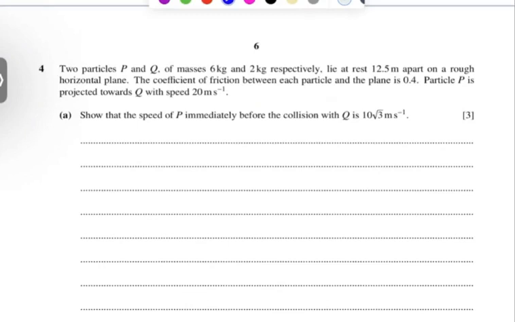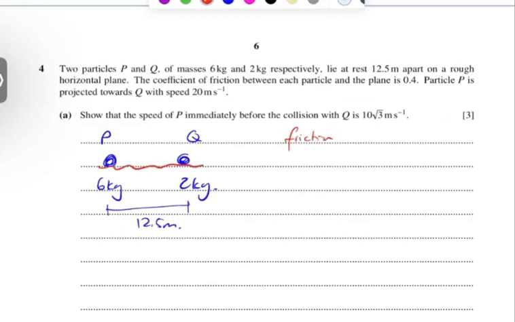Two particles are P and Q, mass of 6 and 2. So let's just start drawing P, Q, 6 kgs, 2 kgs. They lie at rest 12.5 meters apart on a rough horizontal plane. As soon as I hear the word rough, I must think friction. The coefficient of friction between the particle and the plane is 0.4.